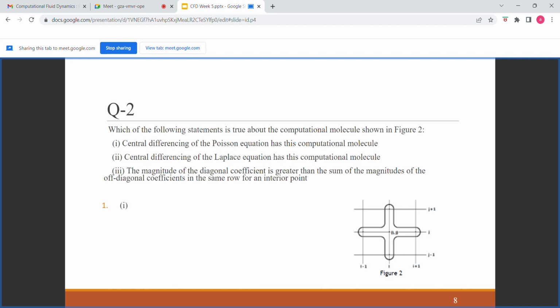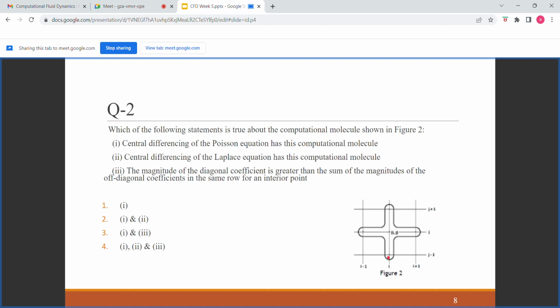And the options given for this question are option 1, option 1 and 2, option 1 and 3, and option 1, 2 and 3. So basically, a computational molecule is given, and the question asks which of the following statements are true. The first one is: central differencing of the Poisson equation has this computational molecule.